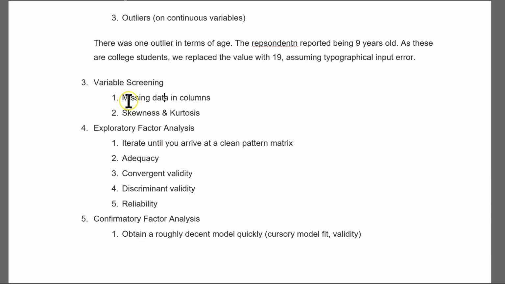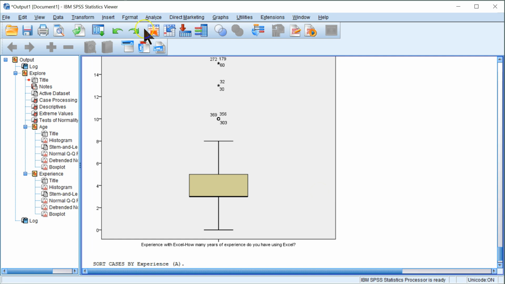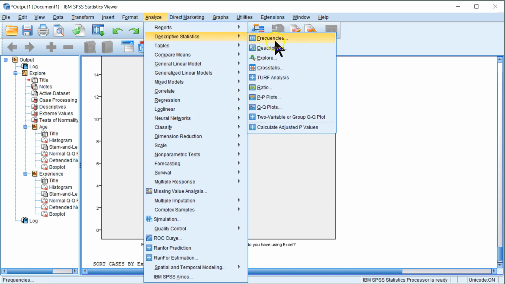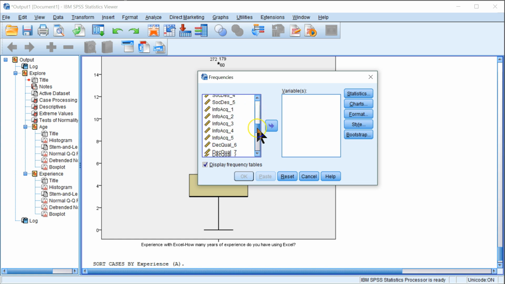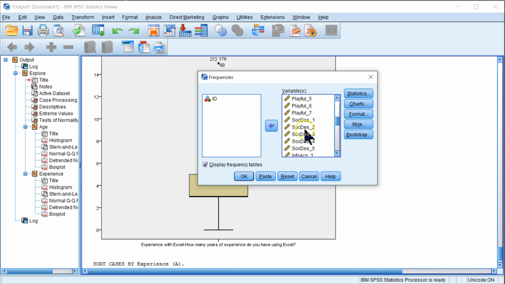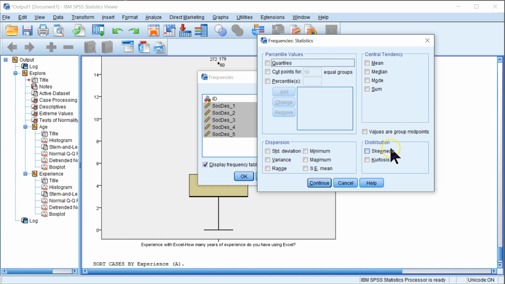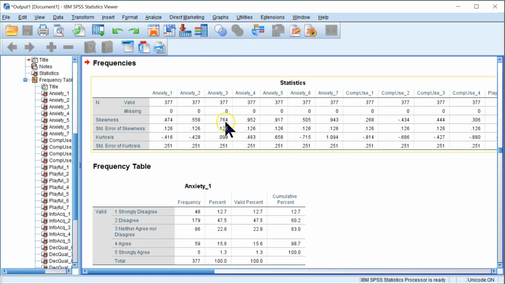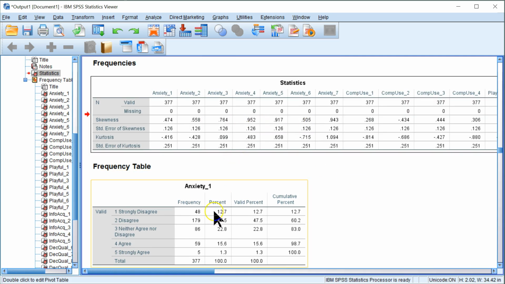Variable screening. Let's look at missing data now. Okay, analyze, descriptives, frequencies. And I want to look at all the variables I'm interested in, which is all of them, actually, not social desirability. I don't care that much about those. But everything else, so I'll throw everything else in there. Let me get rid of social desirability. Also notice I didn't include ID, because it makes no sense to include ID. Statistics, as long as I'm at it, let me throw in the skewness and kurtosis. Continue and OK.